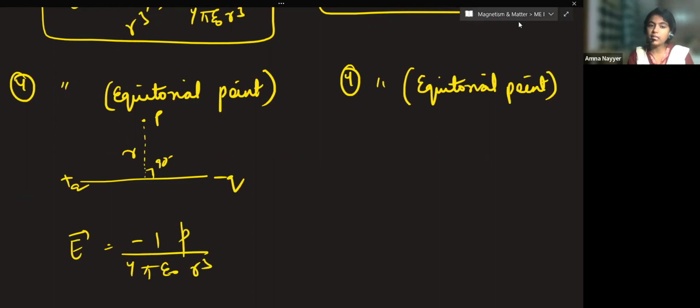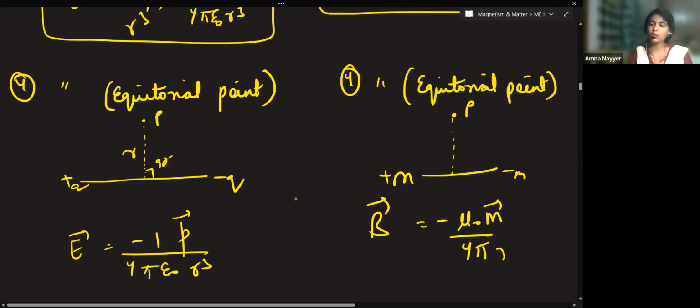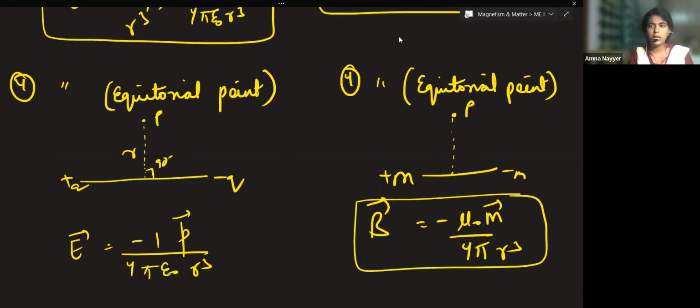Now for magnetostatics, just convert this. Plus M minus M at the perpendicular point P. 1 over 4 pi epsilon naught is written as mu naught by 4 pi. Minus sign. The dipole moment becomes what? The magnetic dipole moment M, over r cube. So just remember one, you can convert it for the other.